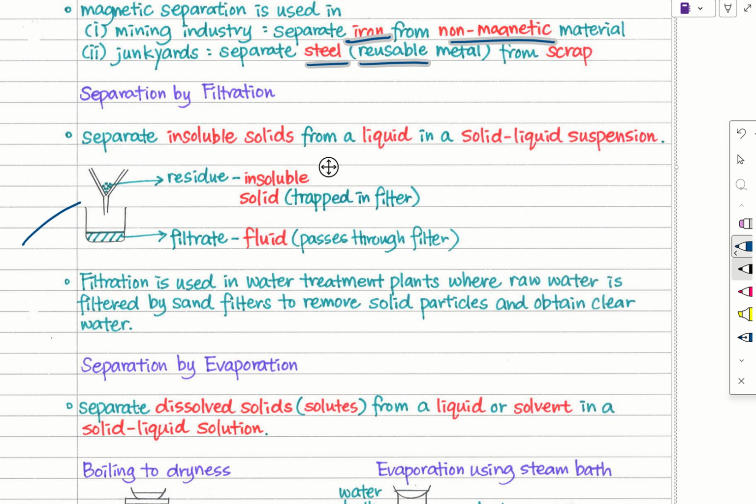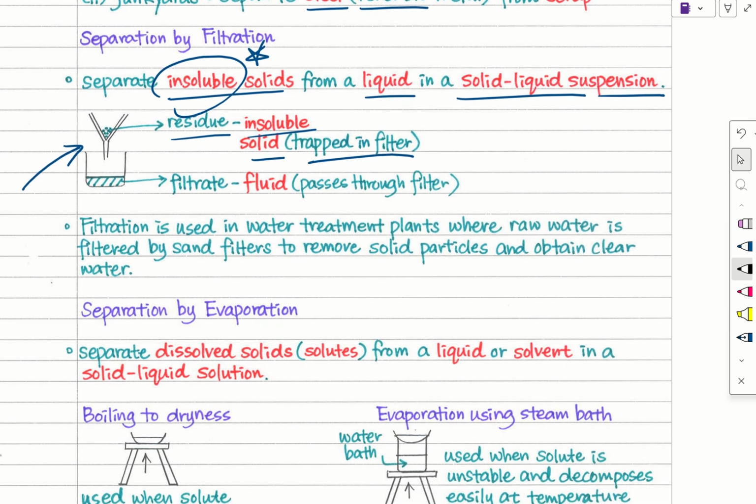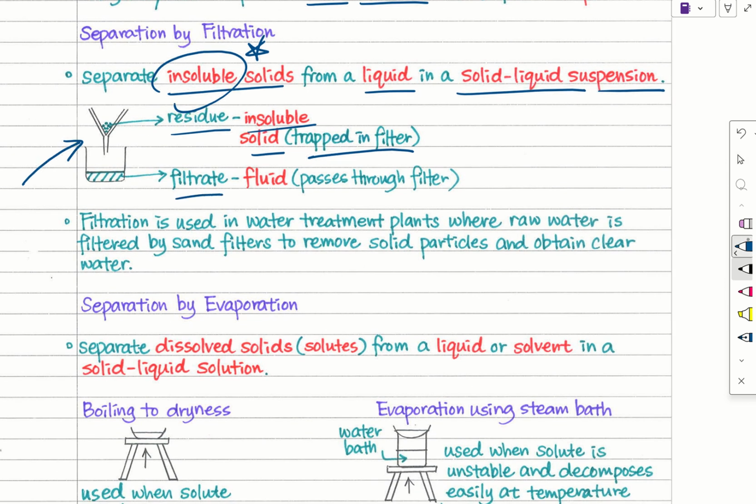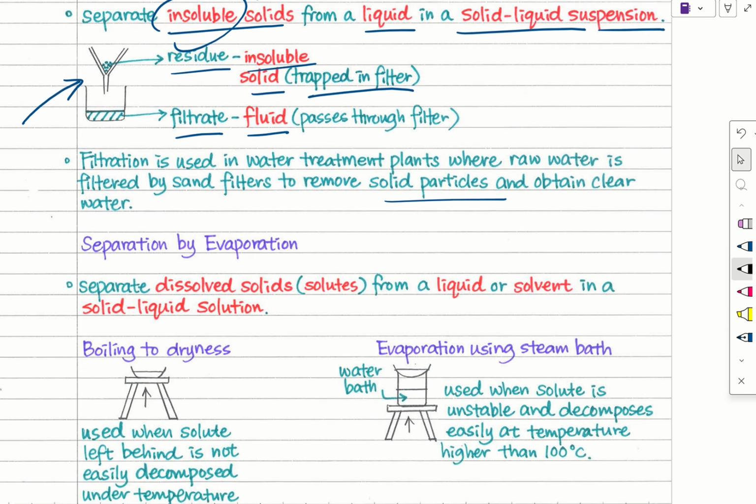So you must be able to draw this diagram, okay, and to label it. So basically, it works by separating insoluble solids from a liquid in a solid-liquid suspension. This is the concept. So the thing that's captured in the filter paper is the residue. It is an insoluble solid, so it's being trapped in the filter. Then whatever comes out will be the filtrate, which is the fluid or the liquid, because it's able to pass through the filter. Now, filtration is used in water treatment plants where the raw water is filtered by a sand filter to remove solid particles and obtain clear water.